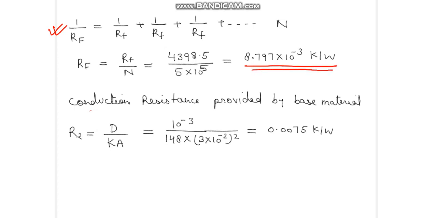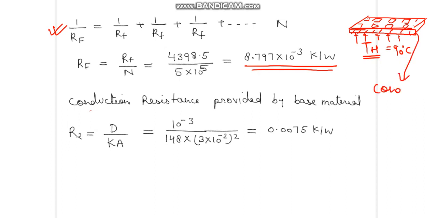Now the third one is the conduction resistance offered by the base plate. This is the base, the square plate, over which the fins are attached. This is the fin, this is the square plate, and this is the heater at T equal to 90 degrees centigrade. Heat is going like this. So this base plate also offers a conductive resistance.